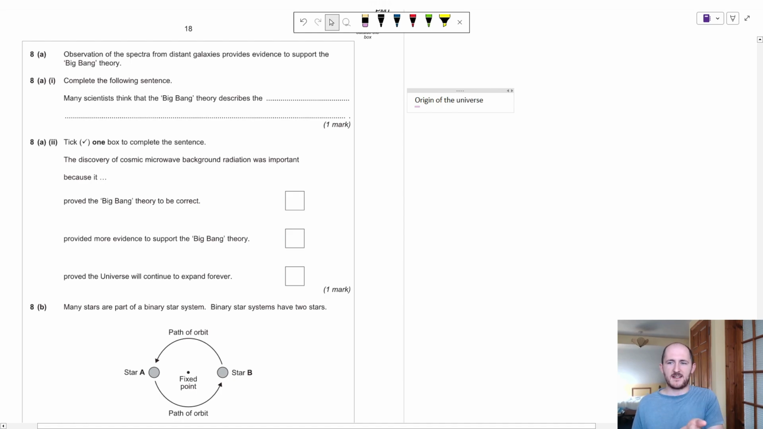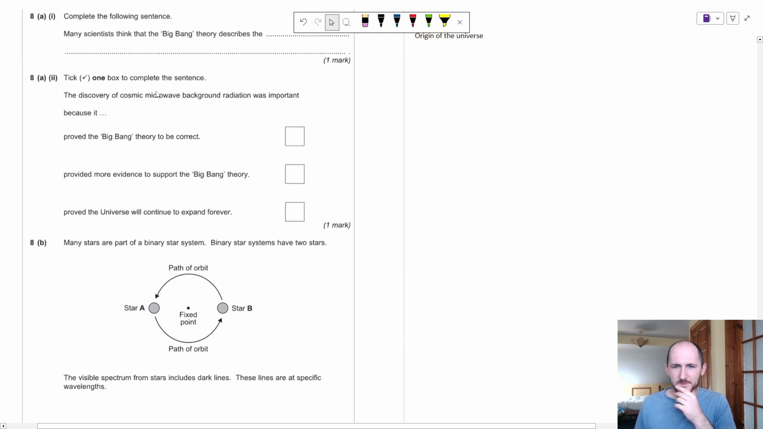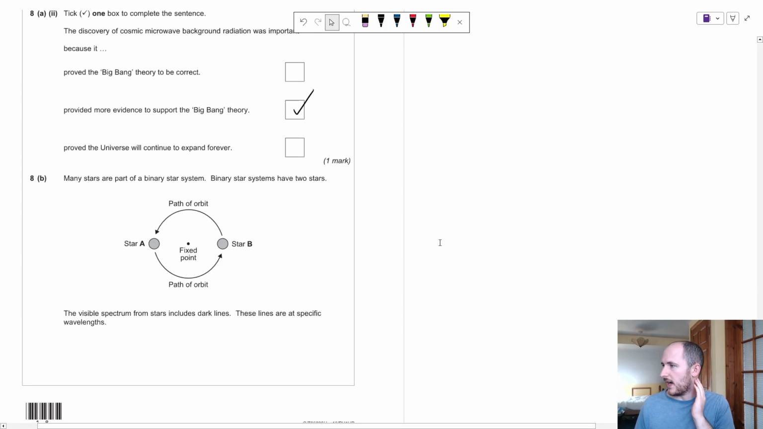See, it's one of those things. You have to remember a specific sentence that might not give me the right mark, which is fine. Discovery of cosmic microwave background radiation, because it provided more evidence. It didn't prove the universe will continue to expand forever. No, that is to do with the matter density of the universe.